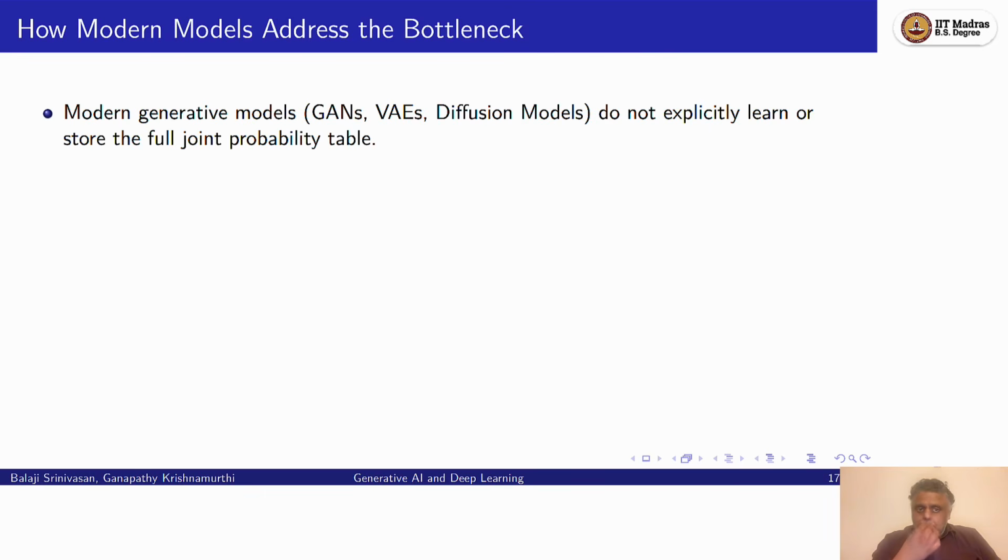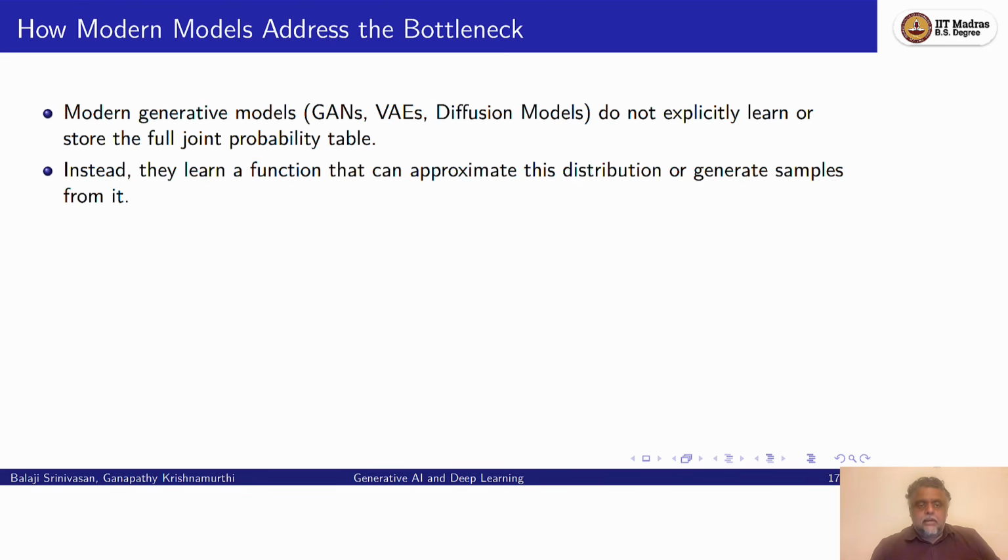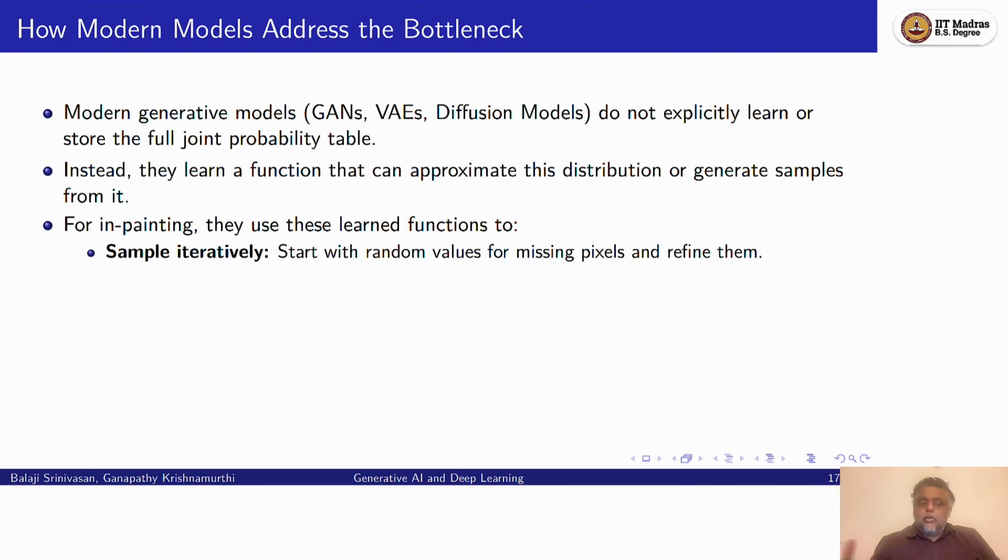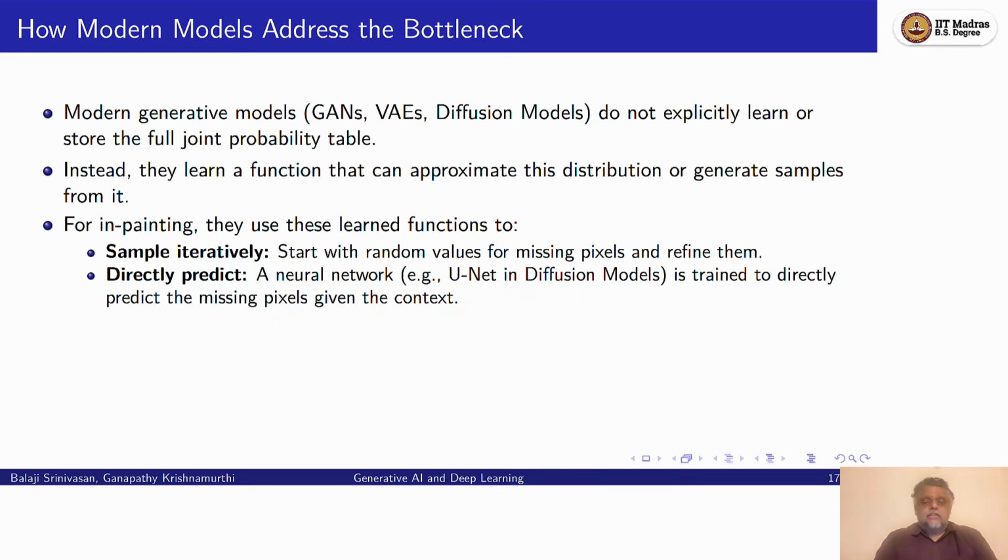Okay, so the way that modern models work is that they do not just learn p of x directly, right? Or they don't store that joint probability table. Instead, what they try to do is learn a function to approximate this distribution, or learn a function to sample from it, or generate samples from it. So basically for inpainting, you would use these functions to sample iteratively, right? Start with random values for missing pixels and iteratively refine them. Or directly predict. So for instance, a neural network in diffusion models, which we'll learn later, is trained to directly predict the missing pixels.